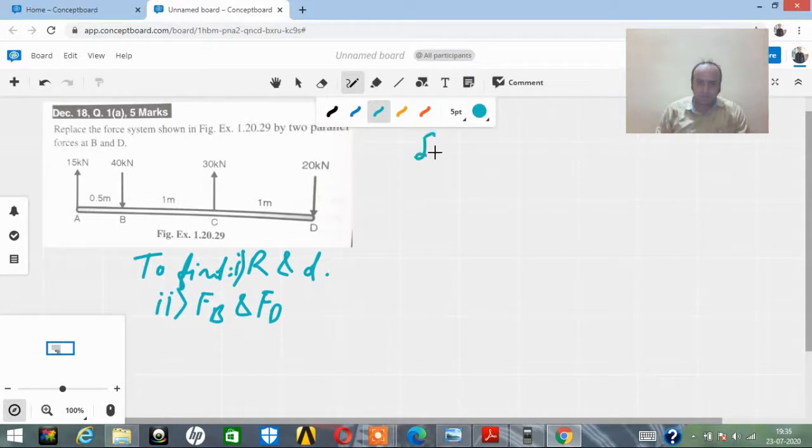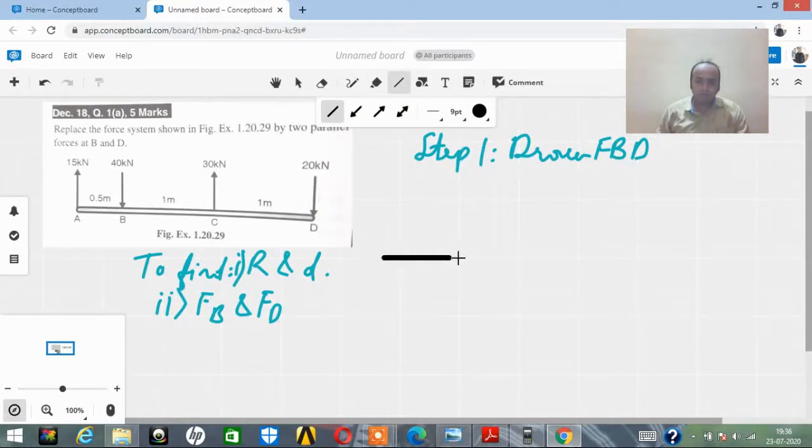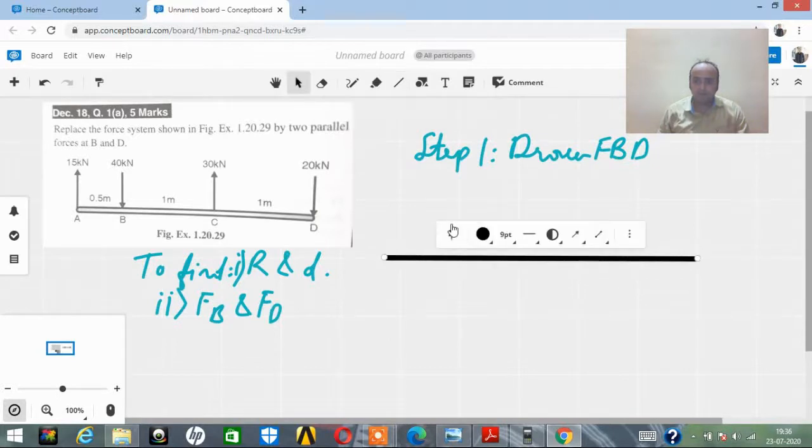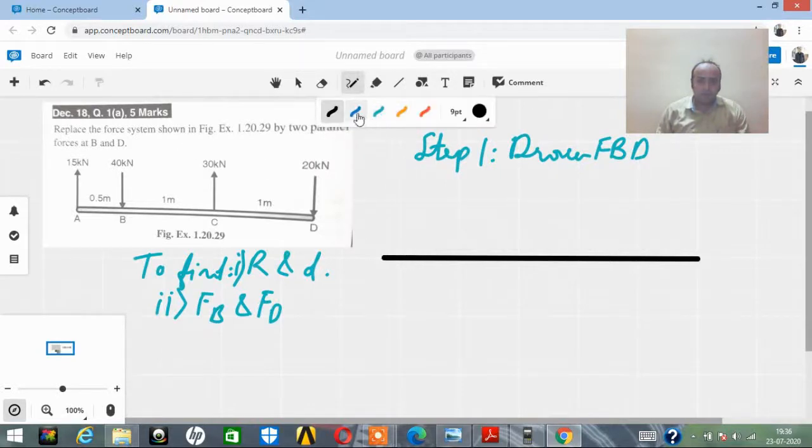So step 1, we will be drawing the FBD. So draw FBD. With the help of this, now I'll be drawing a free body diagram over here like this. Now different points will be plotted one by one. So this is over here A, this is over here B, this is the point C over here, and here is D.